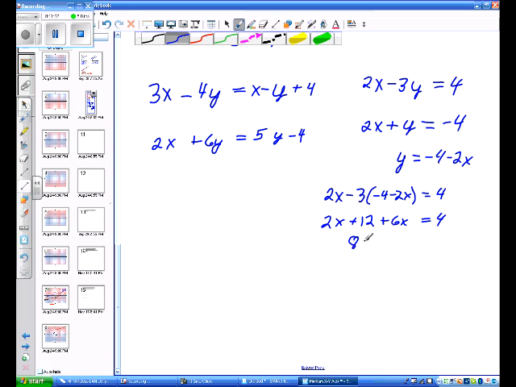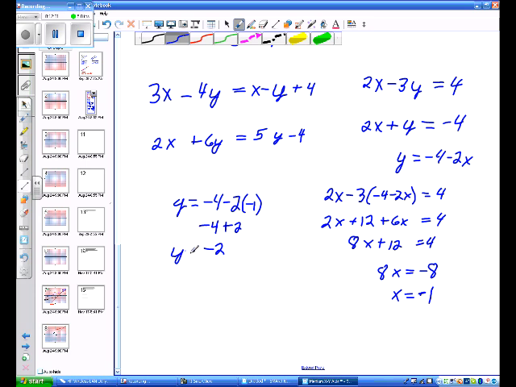Removing my parentheses, I have plus 12 plus 6x equals 4. Combining my like terms, 8x plus 12 equals 4. Subtracting 12, 8x equals negative 8. Dividing by 8, x equals negative 1. Then to find out what my y is, I'll simply plug it into this equation. y is equal to negative 4 minus 2 times negative 1, which is negative 4 plus 2, which would be negative 2. So my ordered pair would be negative 1, negative 2. And that would be the point that would make them both true.